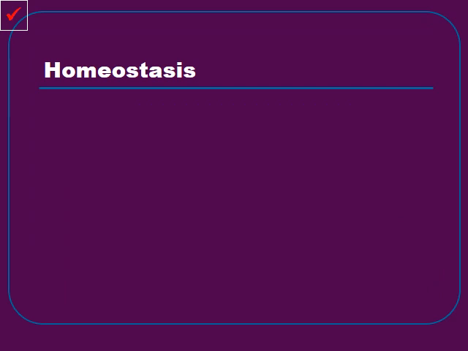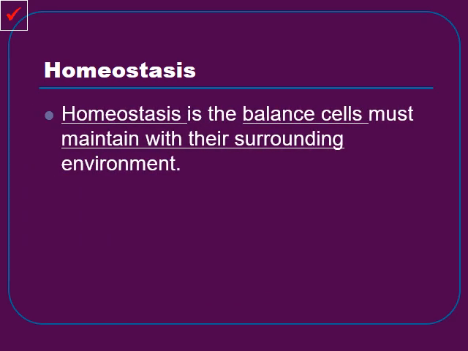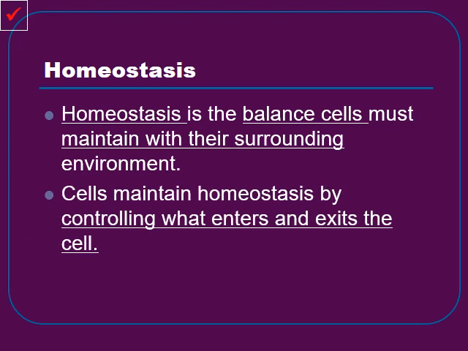The first thing we're going to discuss is homeostasis. Homeostasis, by definition, is the balance cells must maintain with their surrounding environment. Now, this is an incredibly important piece of information here because if that homeostasis isn't maintained, it can lead to a lot of problems with the cell. So cells maintain homeostasis by controlling what enters and what exits. So depending on the cell and where it's currently found, material will either be flowing into the cell or out of the cell, or sometimes both at the same time.